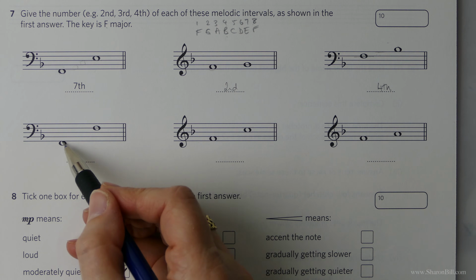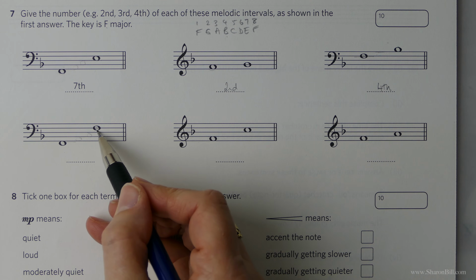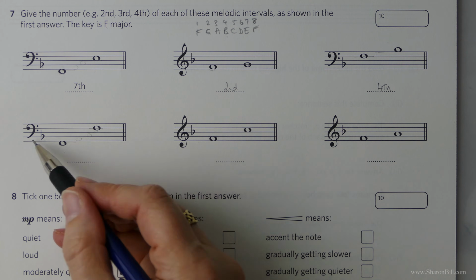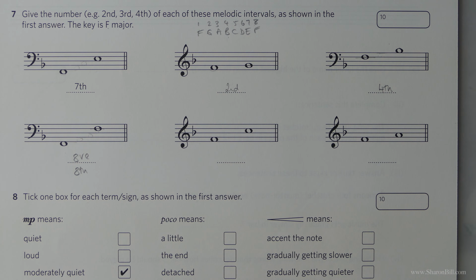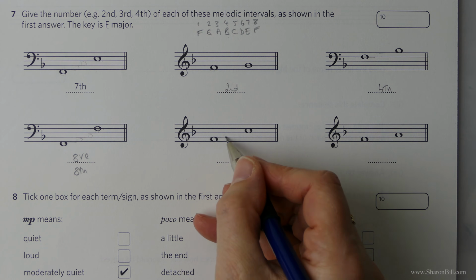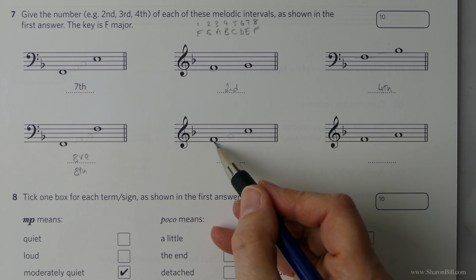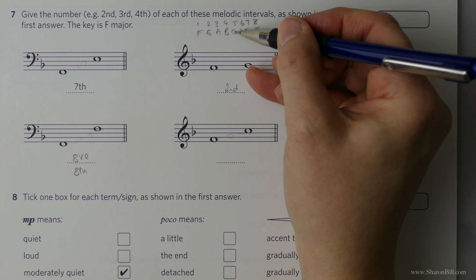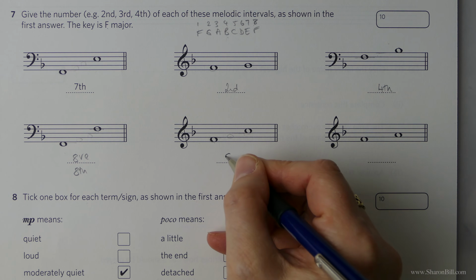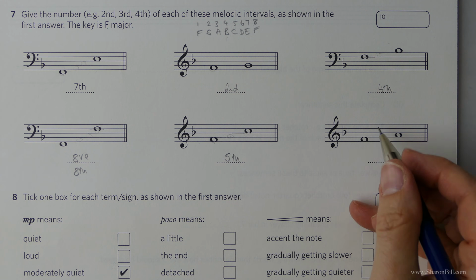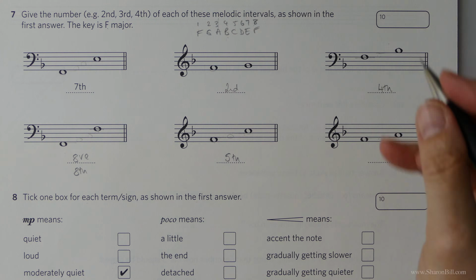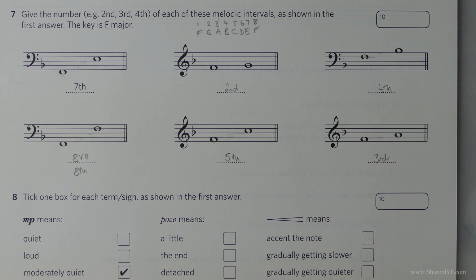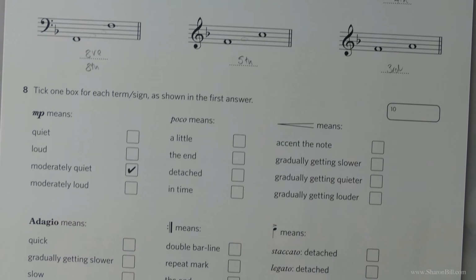Now here we're going 1 2 3 4 5 6 7 8 from F to F in the bass clef, so we can say octave, or we could say 8th, either one of those will do. Back into the treble clef, counting from F, 1 2 3 4 5, F G A B C, we know is a 5th, so there we go. And then 1 2 3, F G A, 3rd. There we go. Let's move on.